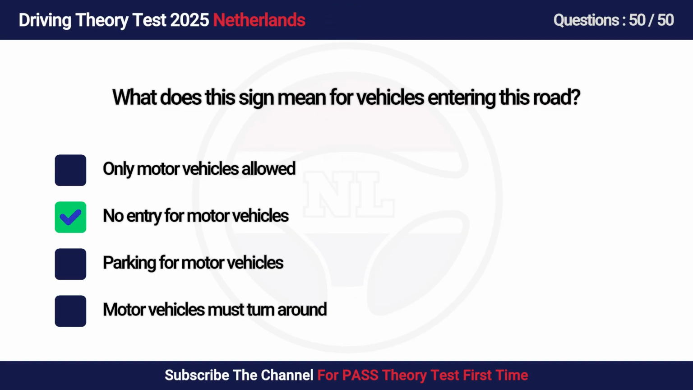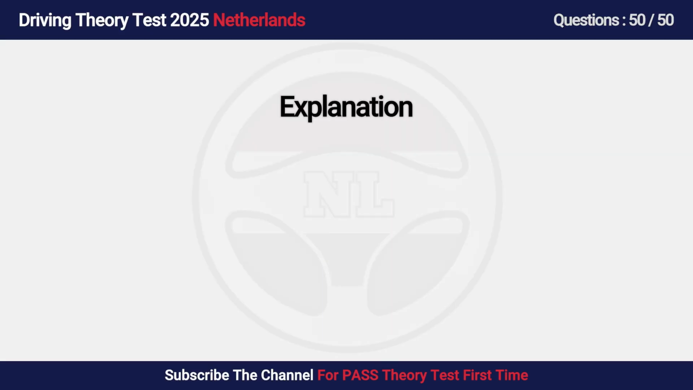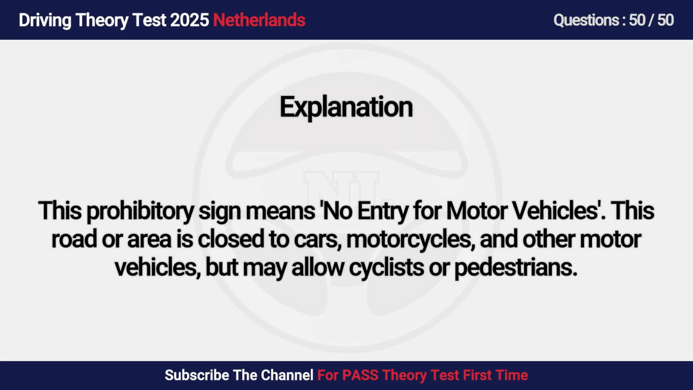Answer is B. No entry for motor vehicles. This prohibitory sign means no entry for motor vehicles. This road or area is closed to cars, motorcycles, and other motor vehicles, but may allow cyclists or pedestrians.